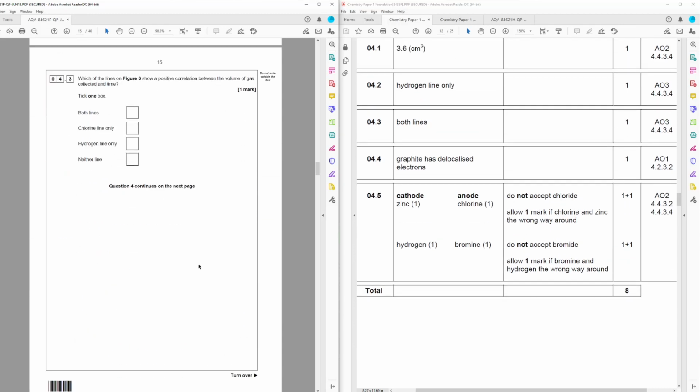On 4.3 then, it says, which lines show a positive correlation? Well, they both show positive correlations. Positive correlations mean that it has a positive gradient. It is increasing, starting bottom left, going to up top right. And a correlation means there is a pattern there. They've both got a steady pattern, and it is both a positive gradient.